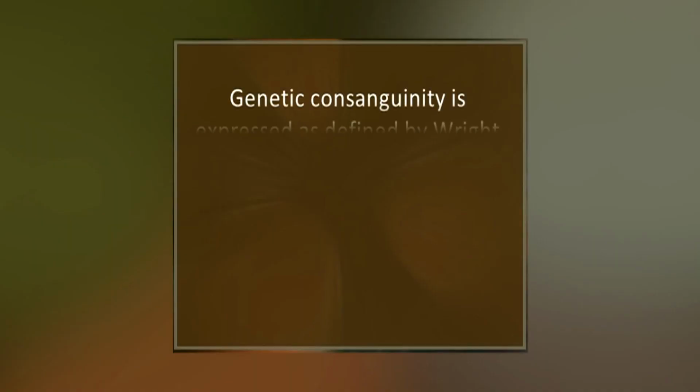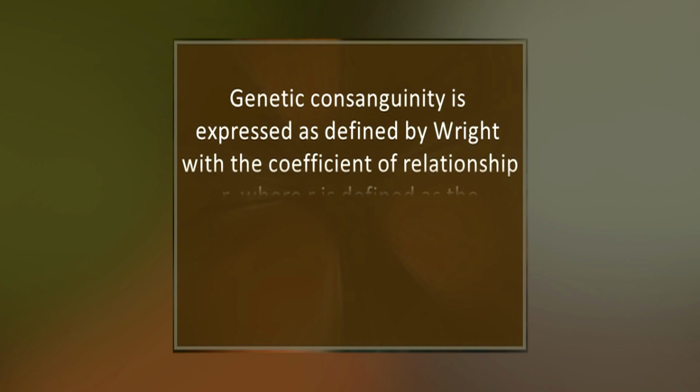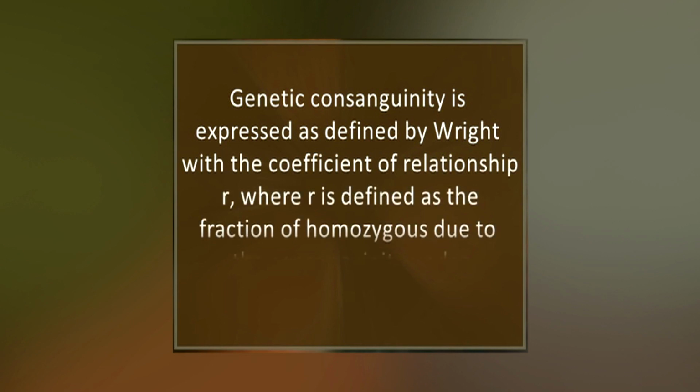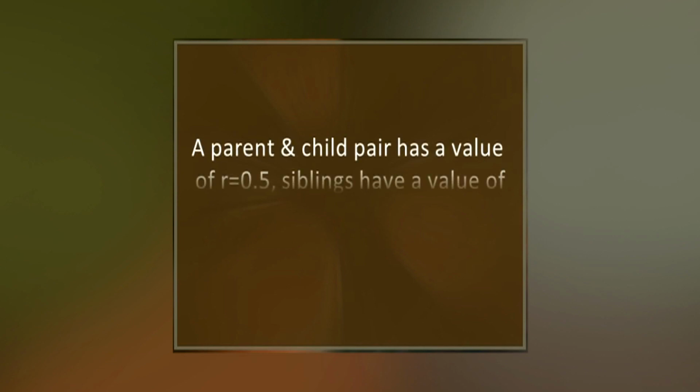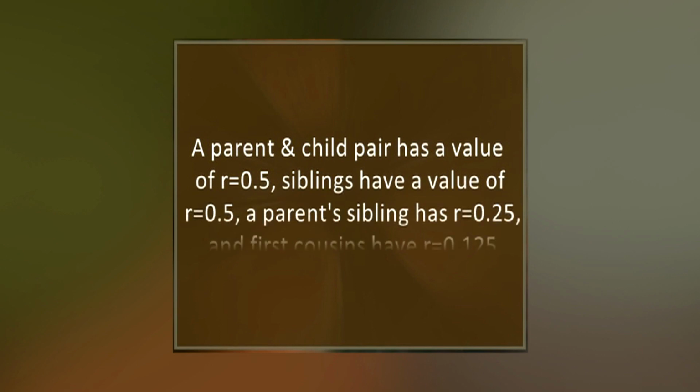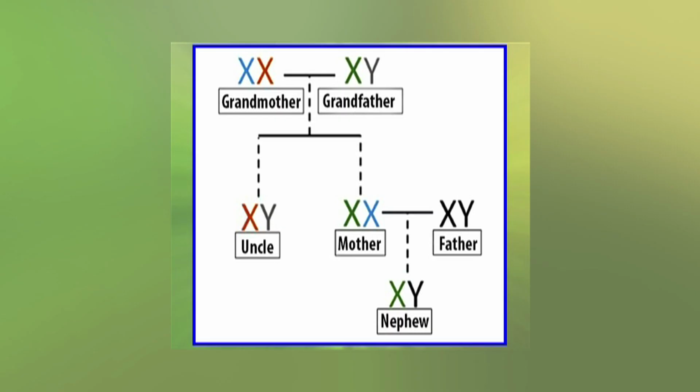Conventionally, genetic consanguinity is expressed, as defined by Wright, with the coefficient of relationship R, where R is defined as the fraction of homozygosity due to consanguinity under discussion. Thus, a parent and child pair has a value of R equal to 0.5, siblings have a value of R equal to 0.5, a parent's sibling has R equal to 0.25, and first cousins have R equal to 0.125. These are now expressed in terms of percentage of shared DNA.